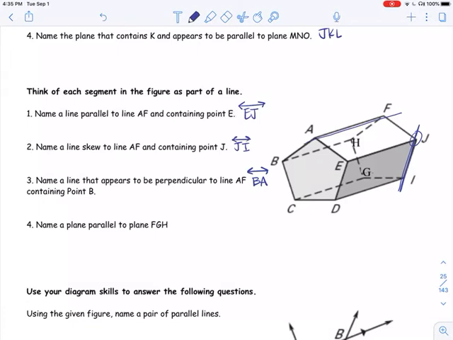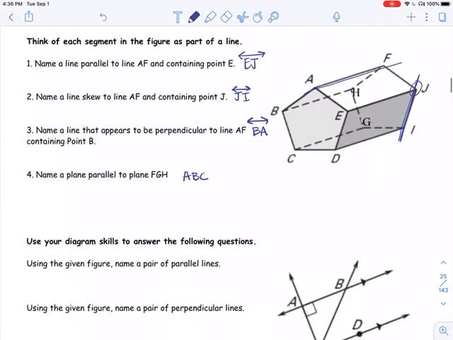Name a plane parallel to FGH. That's that plane on the back. So remember that to name a plane, we're going to use 3 points only from this front pentagon. So it could be A, B, C. It could be any combo of those 5 letters.